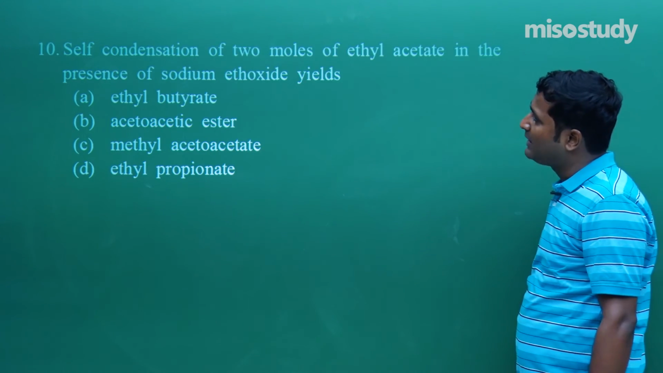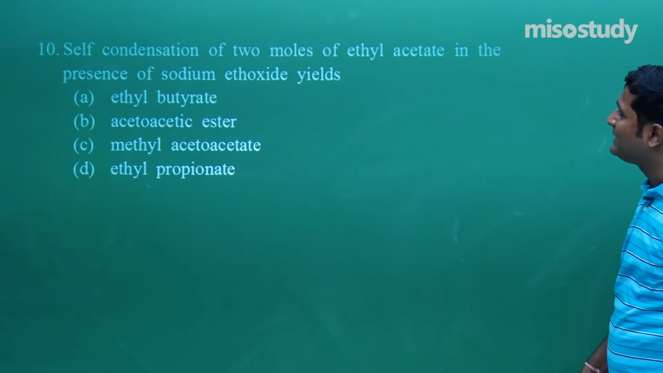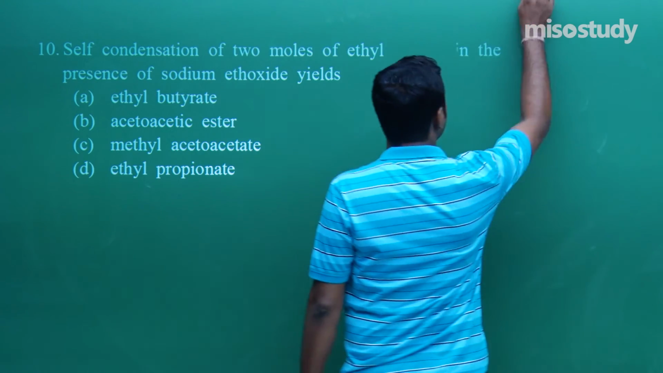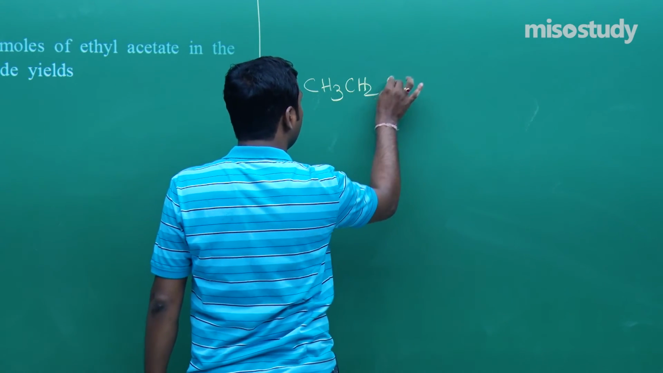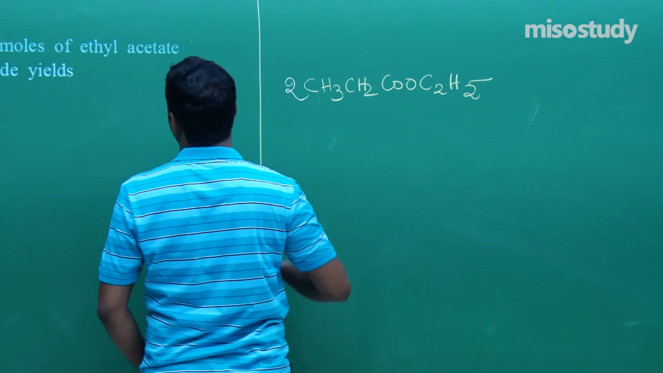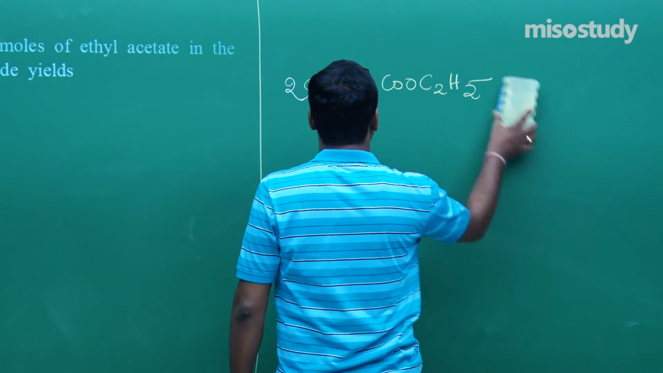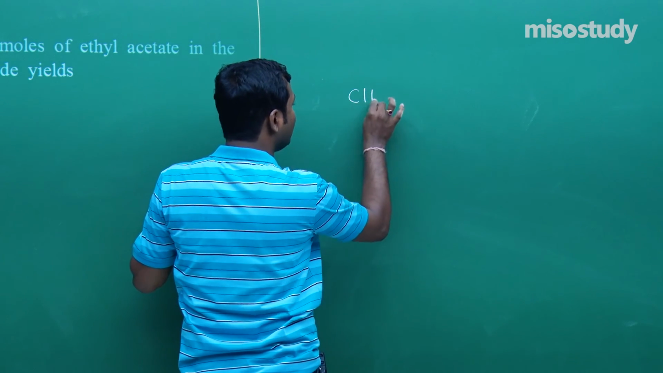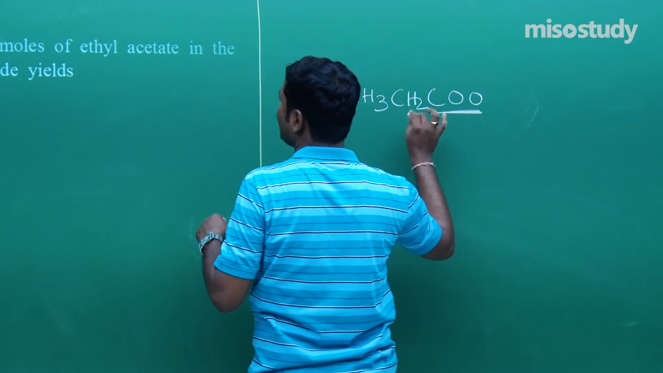Wait for a moment. Question number 10, self-condensation of 2 moles of ethyl acetate in presence of sodium ethoxide gives you, it's very simple, self-condensation of ethyl acetate. Clear to you? 2 moles of ethyl acetate in presence of sodium ethoxide. What will happen in this case? It can be written like this: CH3COOC2H5. Clear? Acetic ester, ethyl acetate.